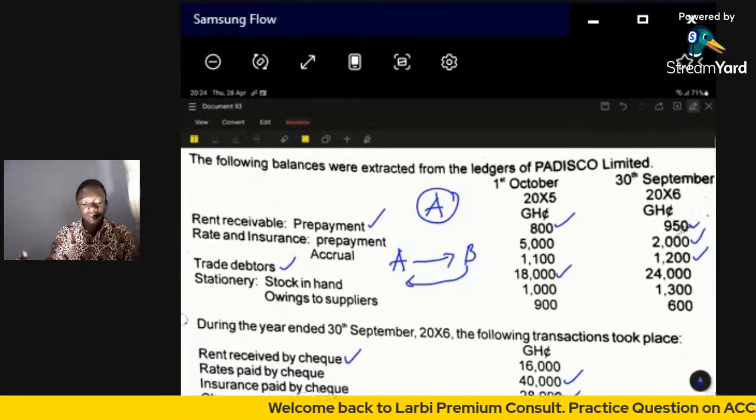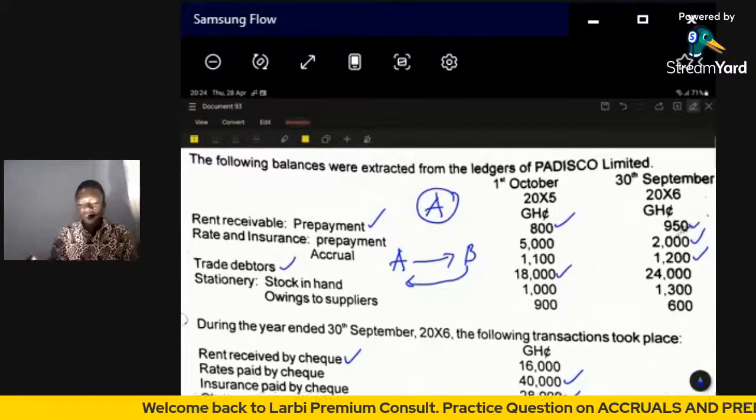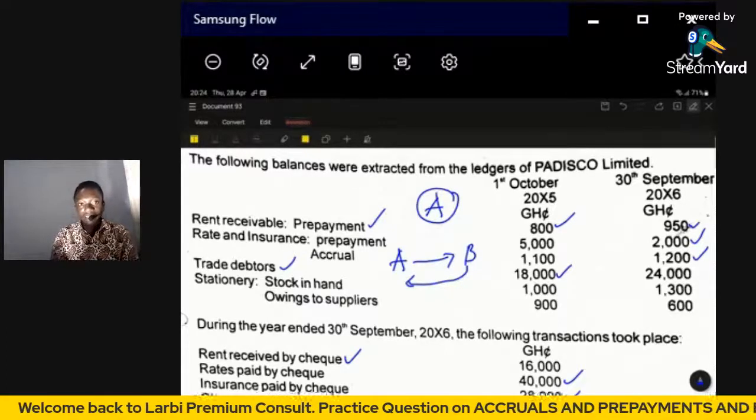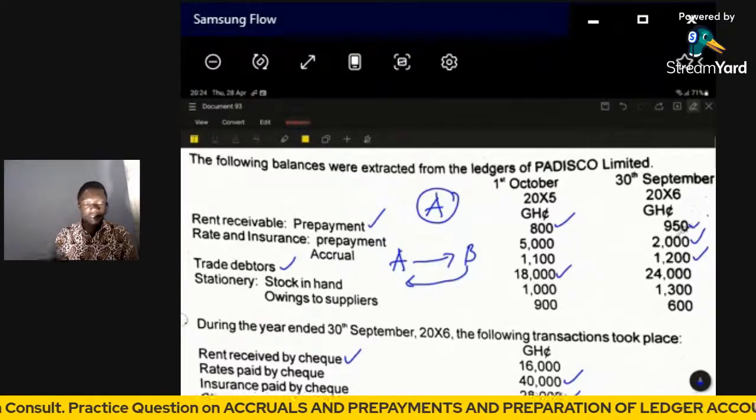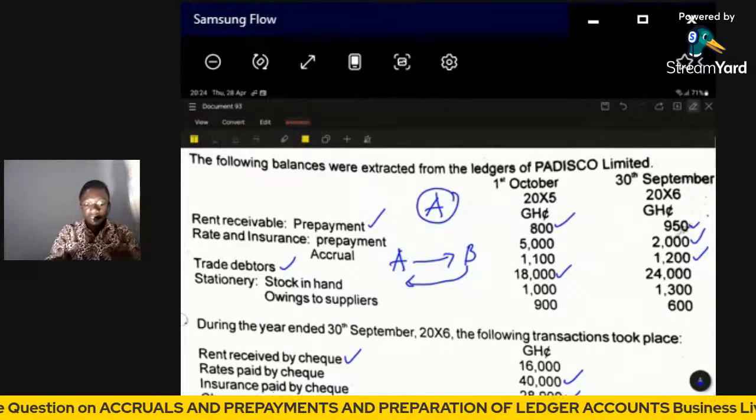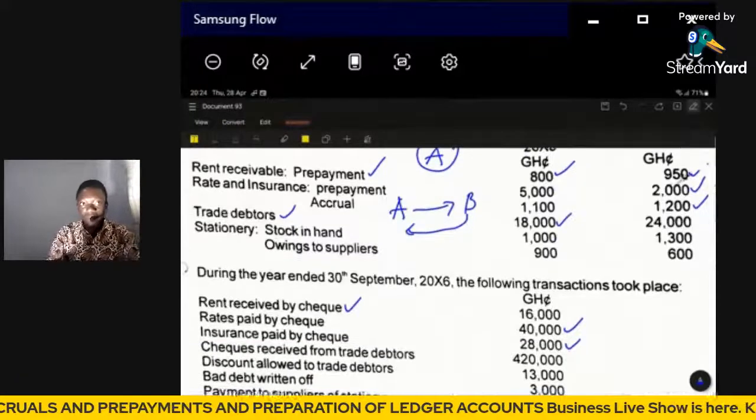Is that okay? They're going to pay me cash, and then they are going to record it as an asset in my statement of financial position. Is that okay? And other information related to it. So that is the opening balance of 18,000. We're going to record it.